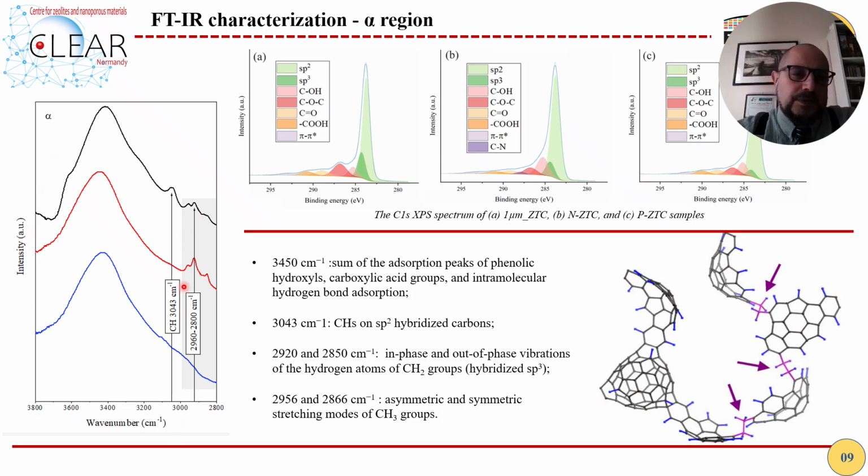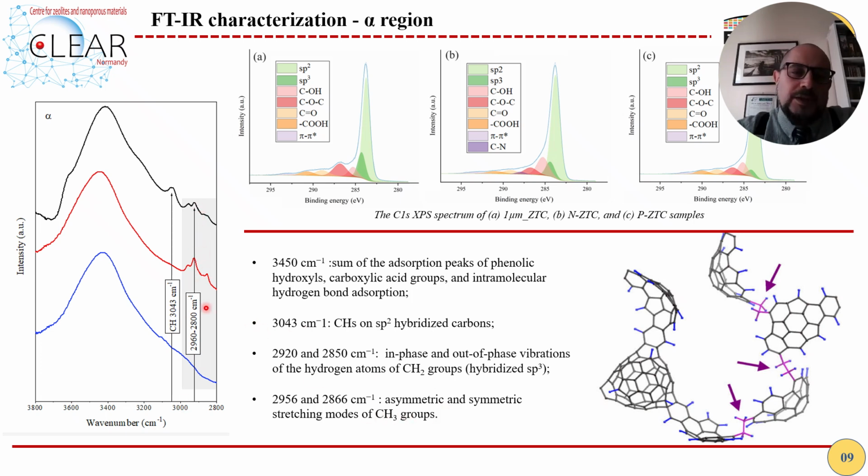The other peak, which is more present in the undoped ZTC, less present in the nitrogen ZTC, and almost absent in the phosphorus one, is attributed to the CH stretching of the sp2 hybridized carbon, while the region between 2800 and 2960 is related to the strong absorption bands from the CH2 and CH3 groups of the sp3 hybridized carbon.